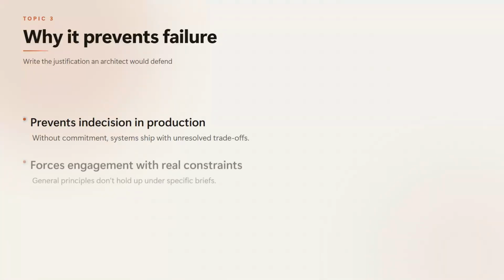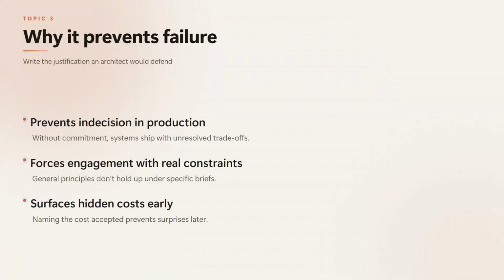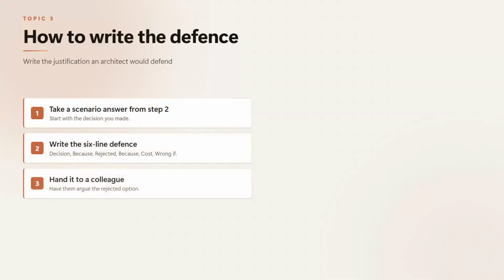Without this discipline, architects ship systems with unresolved trade-offs. They describe the space but never commit, and the team builds to a vague consensus that collapses under a specific constraint. In production, that looks like a system that works in the demo but fails on a real brief, because the constraint that should have decided the architecture was never named. The cost is rework, missed deadlines, and a design that no one can defend to a compliance team. Naming the constraint, the rejected alternative, and the accepted cost forces the decision into the open where it can be tested.